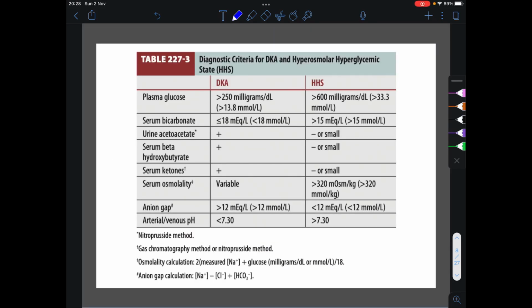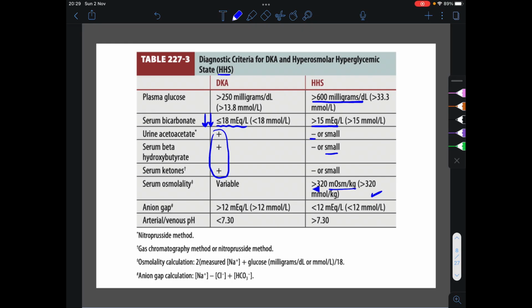Now, the criteria for hyperosmolar hyperglycemic state compared to DKA: the glucose level is usually more than 600, and the serum bicarbonate is more than 15. The reason for this is that there are fewer ketones, fewer weak acids in the blood, and more serum bicarbonate staying in the blood, whilst in DKA, because of the high ketones, there will be a decreasing serum bicarbonate. Again, the ketones are negative or a small amount, mild, while in DKA you have positive ketones. The serum osmolality is very important. It's over 320 milliosmoles.